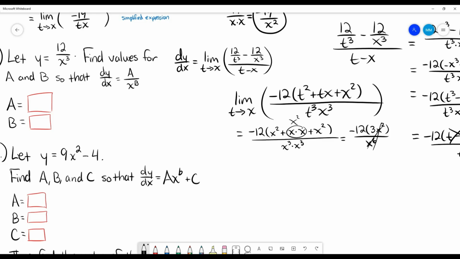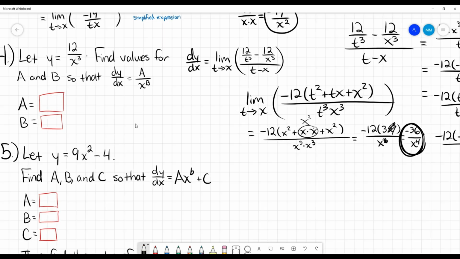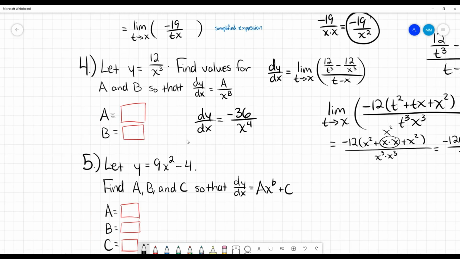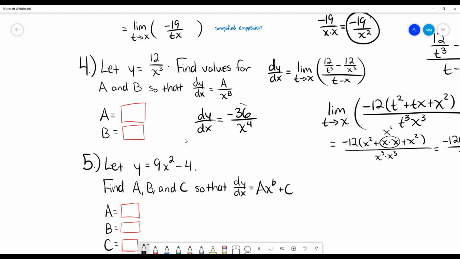And obviously those cancel a little, so we actually get, let's see, negative 12 times 3 is negative 36, and that cancels out and turns that into a 4 because of our exponent rules. And so this is our answer. So we just got that dy dx here equals negative 36 over x to the 4th. So in this case, our a value is negative 36, and our b value is 4.